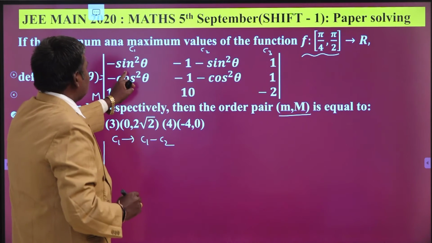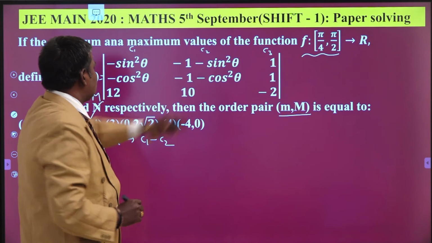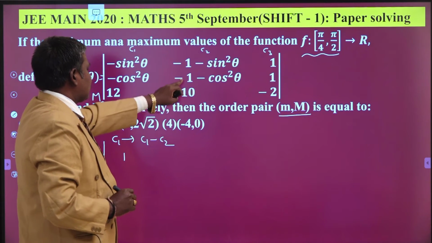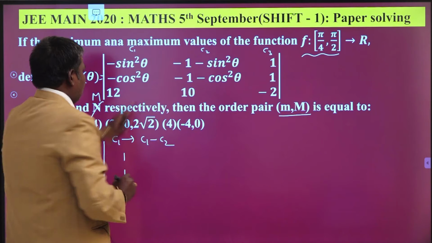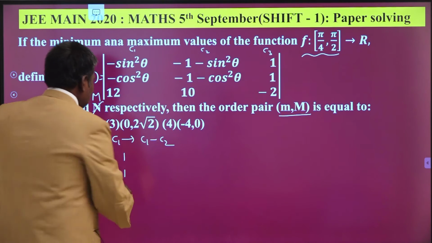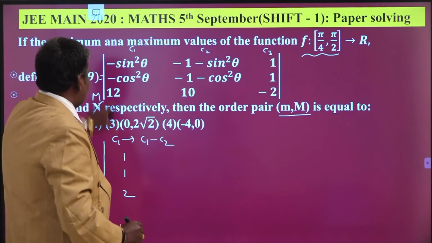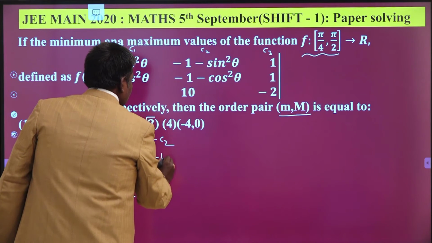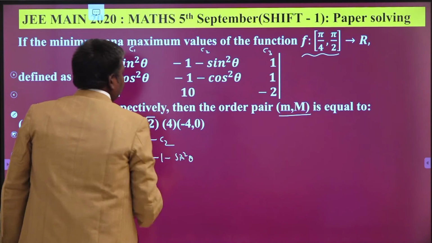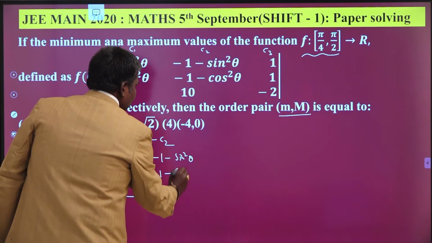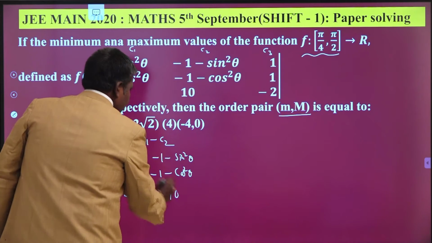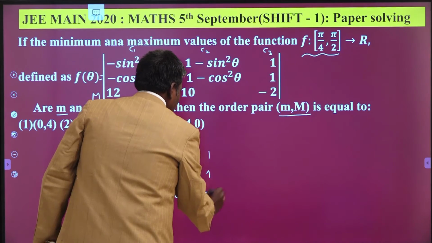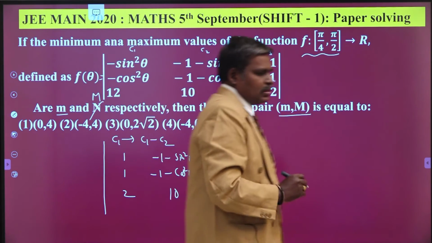What happened? Minus sine square theta plus 1 plus sine square theta, that is 1. Minus cos square theta plus cos square theta gets cancelled, plus 1. Minus into minus plus 1. 12 minus 10, that is 2. So the entire column becomes 1, 1, 2. I am writing the second and third columns as they are: minus 1 minus sine square theta, minus 1 minus cos square theta and 10. The third column is 1, 1, minus 2.